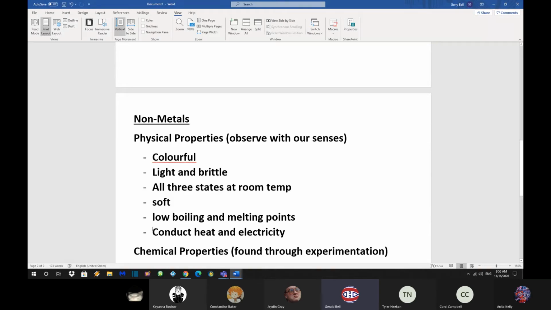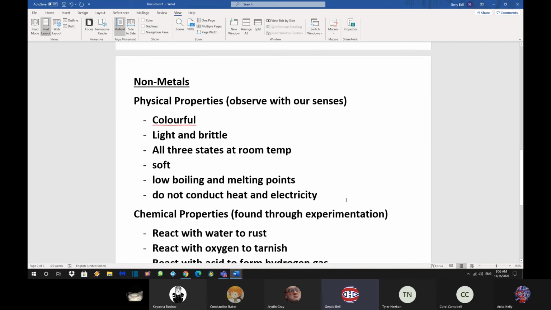And when it comes to conducting heat and electricity, they do not conduct, which is handy for when you're cooking. You grab the handle of a pan, and thankfully it's not made of metal or you'd burn your hand. It's made of a nonmetal. So let's say do not conduct heat and electricity. So that is a pretty solid list there.